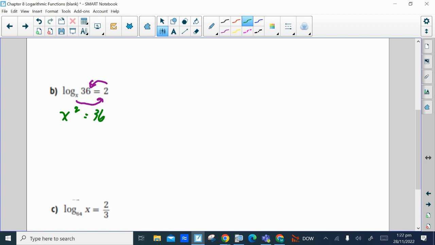So that's asking what number squared is 36. Obviously it's 6, but you could also get it by solving that by taking the square root of both sides. And you'll get x equaling 6 that way as well.